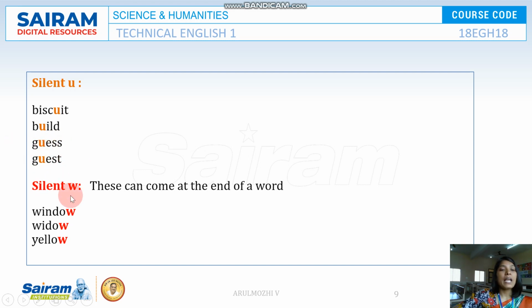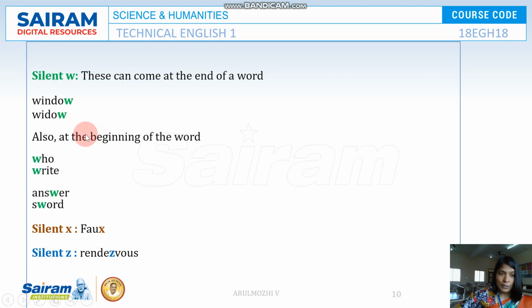And guessed. And we have silent W. It often occurs at the end of the word, as in window, where we end with an O sound. Window, widow, yellow. We don't pronounce W. And in the beginning as well, like who. And it occurs in the middle as well, like answer and sword.